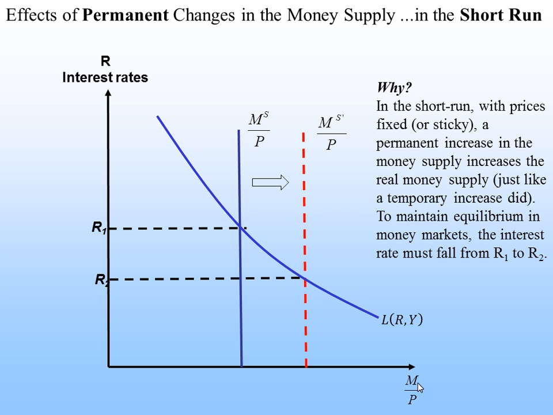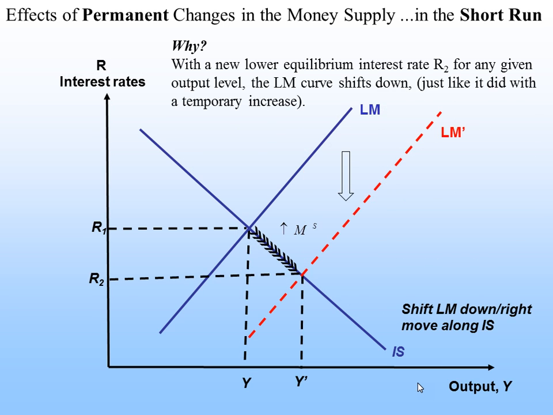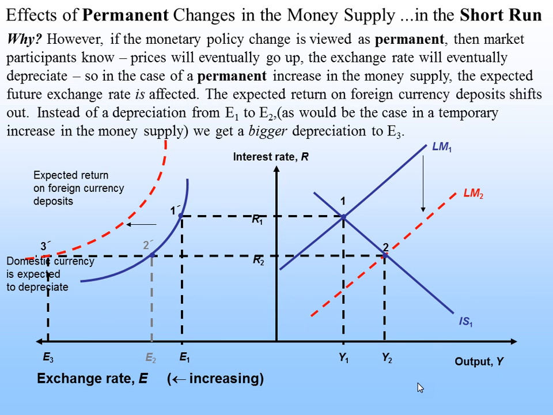Just like a temporary increase in the money supply did. And again, just like a temporary increase in the money supply, that shifts the LM curve down, right? The economy moves, in a sense, along the IS curve to a new equilibrium at the lower interest rate and a higher output level. Okay, but what's different this time?